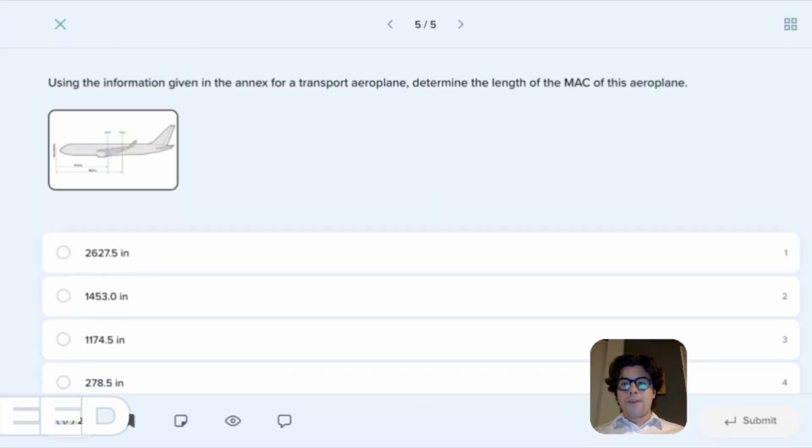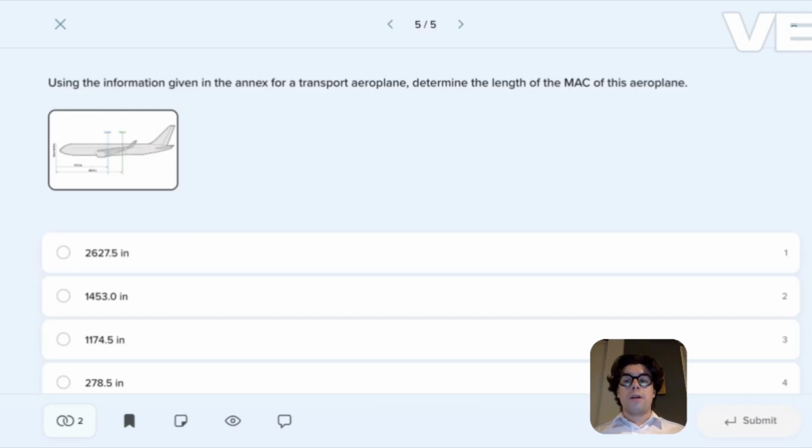And question number 5, which is the last question: using the information given in the annex for a transport airplane, determine the length of the mean aerodynamic chord of this airplane. So here, just a quick revision and reminder of what MAC actually is. The mean aerodynamic chord is a chord of an aircraft where we have to imagine that the wing's shape is rectangular. The rectangular wing that determines the mean aerodynamic chord has exactly the same properties as the actual wing, which however has a different shape.